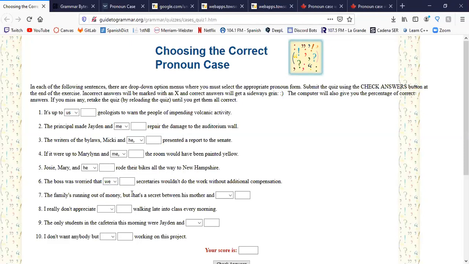Number seven: The family's running out of money, but that's a secret between his mother and blank. Here are our answers: he and him. Think of which one the correct answer is. The correct answer is him, between his mother and him, because him and his mother are the objects of the preposition between.